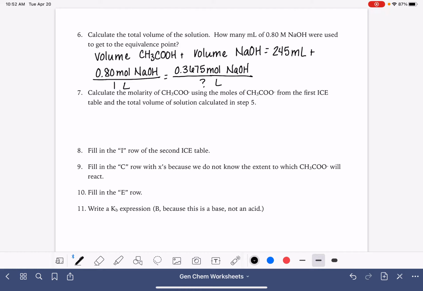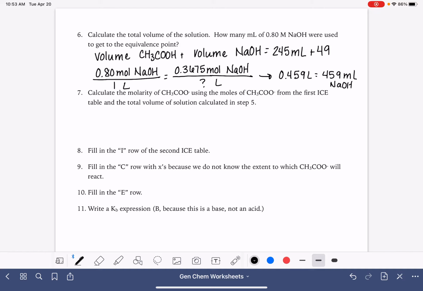0.3675 divided by 0.8. Our volume is 0.459 liters, which is 459 milliliters. And I'm going to double check that. I'm going to take this number and divide it by my liters just to verify that I get 0.8. 0.3675 divided by 0.459 is 0.8. So this is our volume of NaOH.